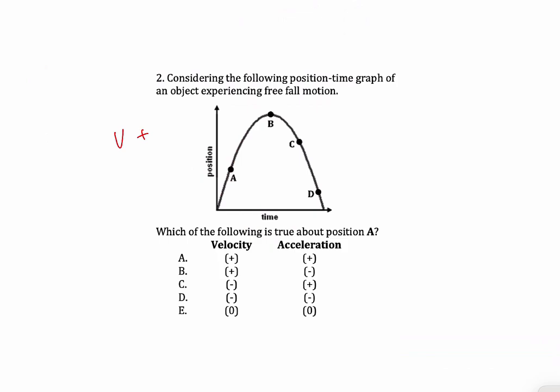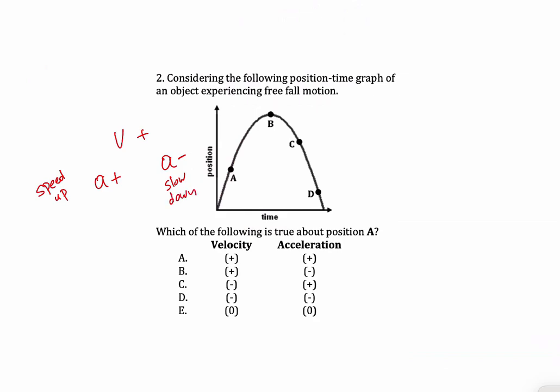However, the acceleration depends on if the object is speeding up or slowing down. If the object is speeding up, then the acceleration has the same direction as the velocity. If the object is slowing down, then the acceleration is opposite to the velocity. In this case, since the velocity is positive, if we know that we speed up, the acceleration will be positive. If we know that we're slowing down, the acceleration will be negative.